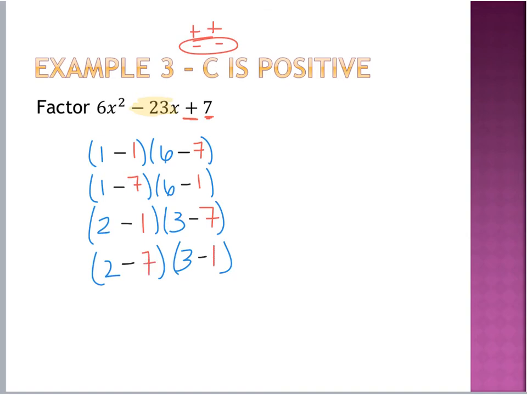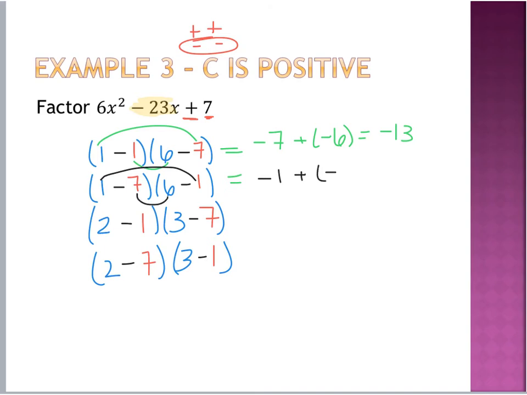So now it's just trial and error, and I'm going to go ahead and FOIL these out real quick. When I do that, my outside terms give me a negative 7 plus the product of my inside terms, a negative 6, which is a negative 13. Here I have my outside terms, which is a negative 1, plus my inside terms, which are a negative 42. So this gives me a negative 43.